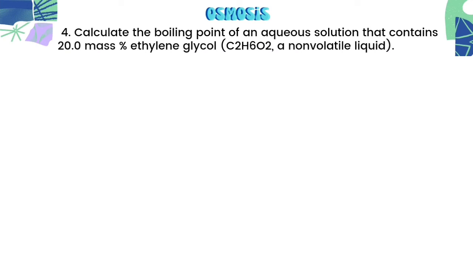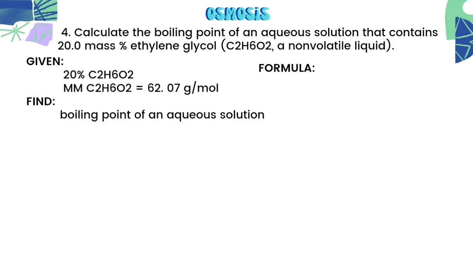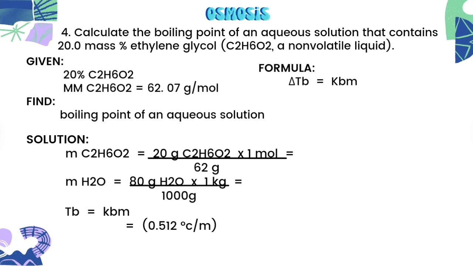Calculate the boiling point of an aqueous solution that contains 20 mass percentage of ethylene glycol, or C2H6O2, a non-volatile liquid. After listing out the given, we need to find the molar mass of ethylene glycol, which is 62.07, or approximately 62 grams per mole. Then, like the previous problems, we will be using the formula ΔT_b = K_b × m, and rearranging it for us to solve the molality of the solute. So m is equal to 20 grams of C2H6O2 times 1 mole over 62 grams, canceling out the same units, we will get 0.322 moles of ethylene glycol.